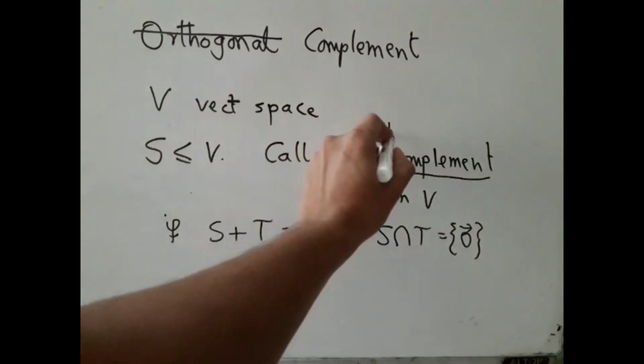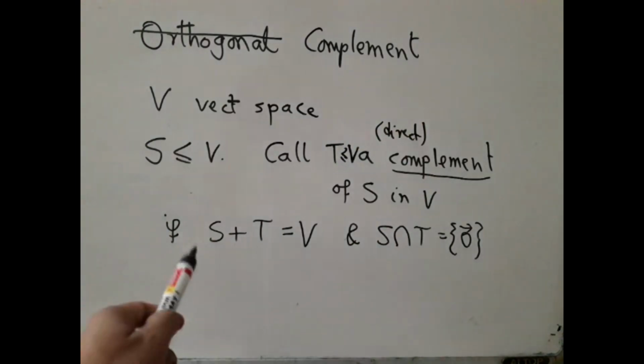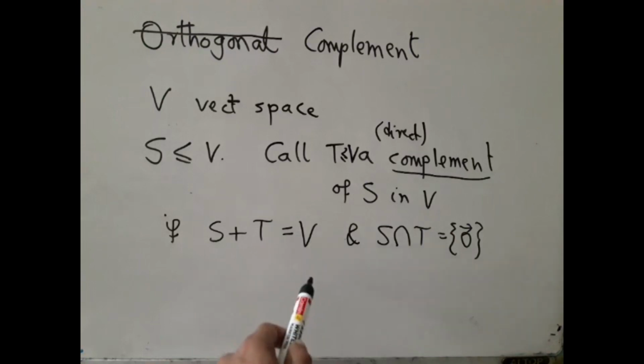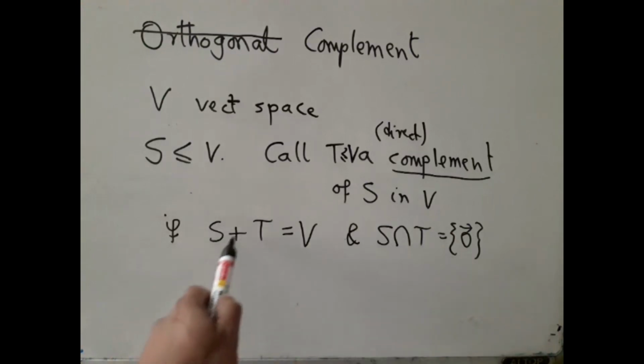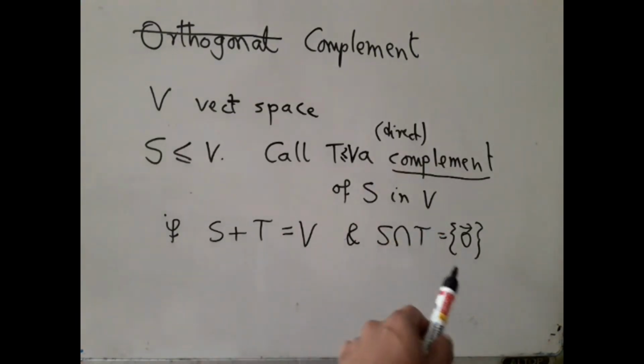So I will just write the term direct complement of S in V if S plus T is equal to V. That is, every vector in V can be expressed as some vector in S plus some vector in T, and they are as close as possible to being disjoint. Being subspaces, they cannot be fully disjoint because they must contain the null vector. So I say that the intersection is the smallest possible, namely it consists of only the null vector. In that case, we call it a direct complement.